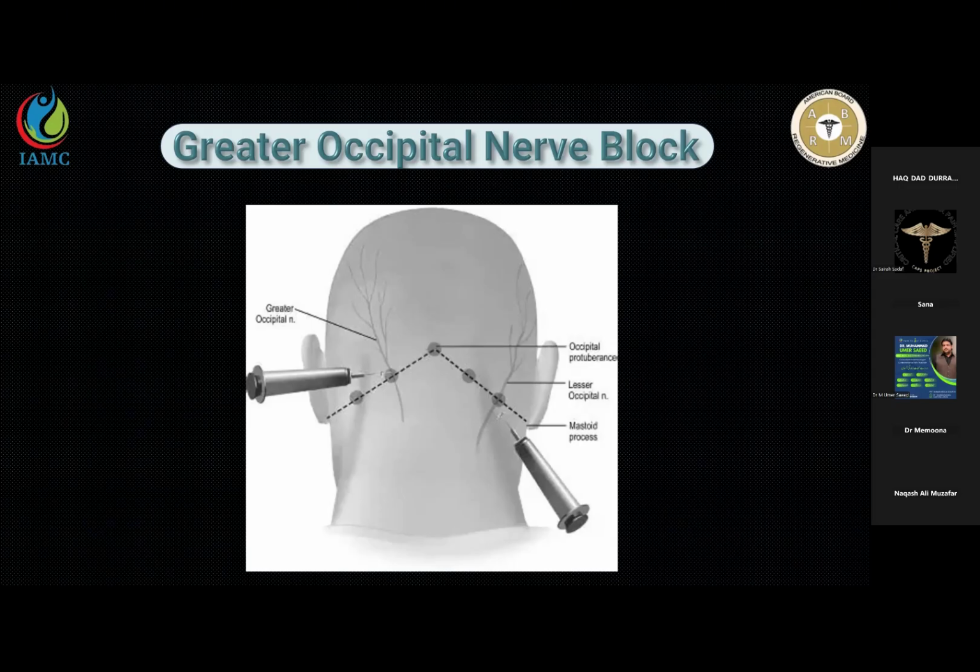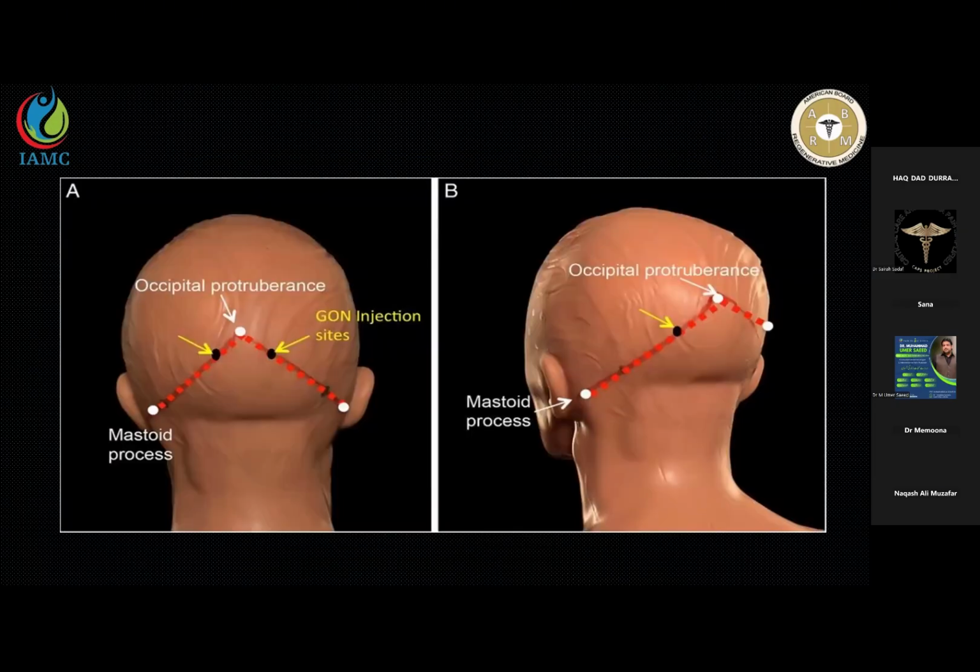So let's come to the next slide, which is also about the same procedure: the occipital protuberance, and then you go 1.5 centimeter lateral and 3 centimeter down. So this is our occipital. There is the point for the greater occipital.